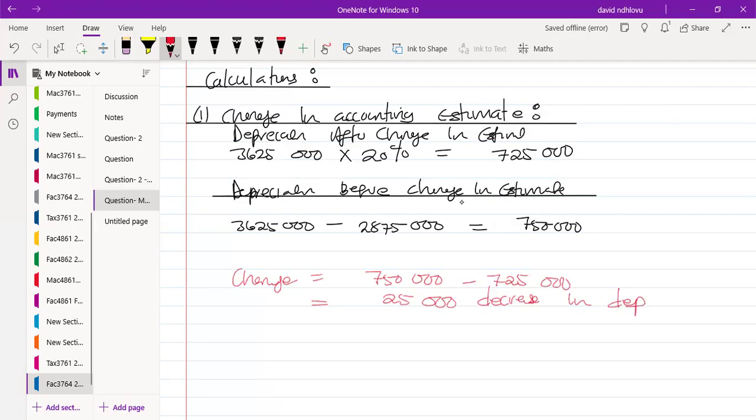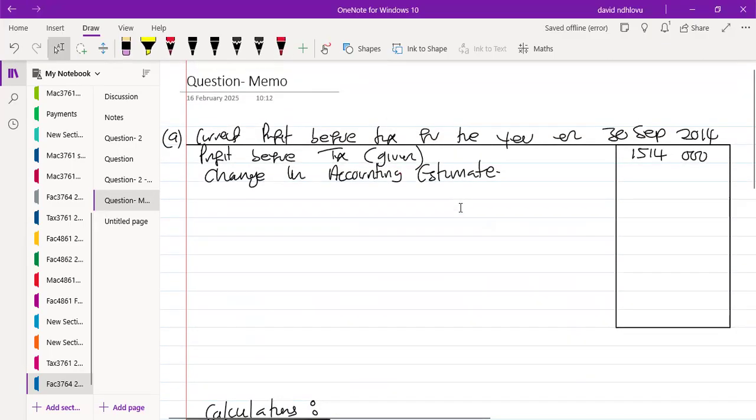So the new method is going to lead to a decrease in depreciation of 25. When you decrease depreciation, automatically you are going to increase profit, because the 750 is what would have been included here. So now we are saying let's reduce that depreciation by 25. It's actually an increase in profit for the year. Are we clear? Right, are we following? Yes. Sharp. So that is the change in accounting estimates.